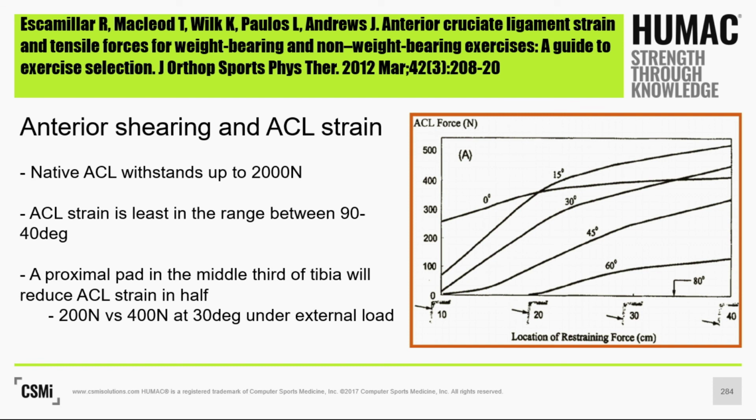So this study found that at 90 degrees, you have the least strain on the ACL, but it increases as you move toward extension. But if we look at if you put the pad in the middle third of the tibia, which is where I highlighted in blue on the screen, the loads are typically half that of the distal pad placement, which is the red highlighted area. If we look at just the 30-degree line, you can see a 200 Newton load on the ACL when the pad is placed in the middle of the shin versus 400 Newtons with the distal pad. And keep in mind that the native ACL can withstand up to 2,000 Newtons for context.